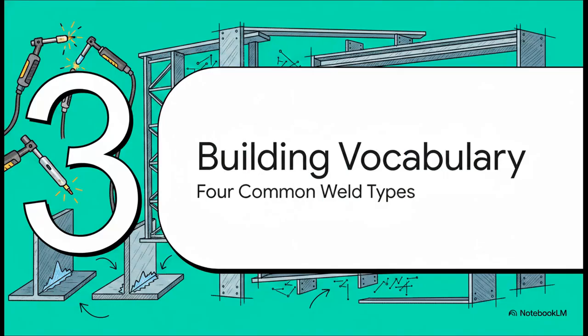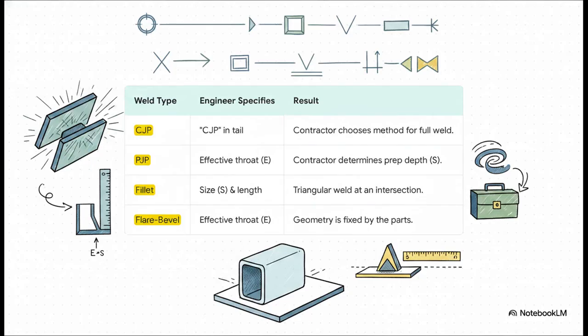So, we've got the grammar down, now it's time to build up our vocabulary. Now, there are a ton of different weld types, but our source material zeroes in on four that you are going to see constantly in structural steel work. Let's run through them. First up is CJP, or complete joint penetration. This one's pretty straightforward. The engineer basically says, I need this joint welded completely through, and then the contractor gets to figure out the best way to make that happen.